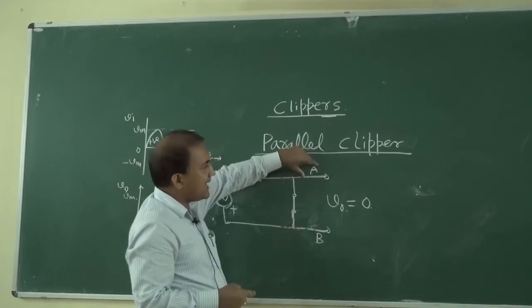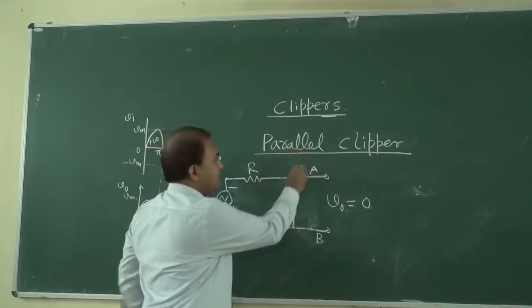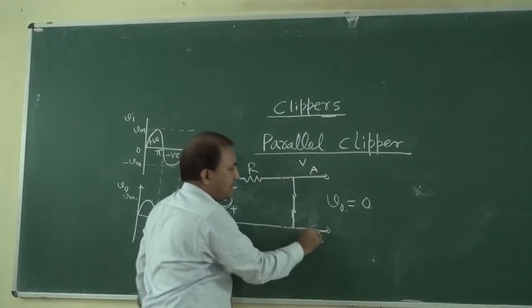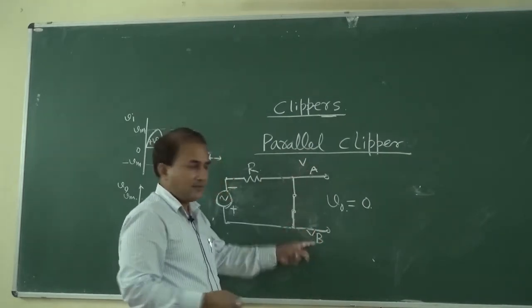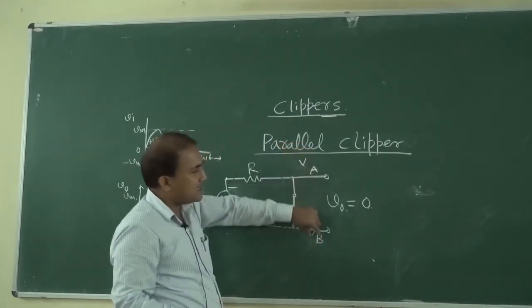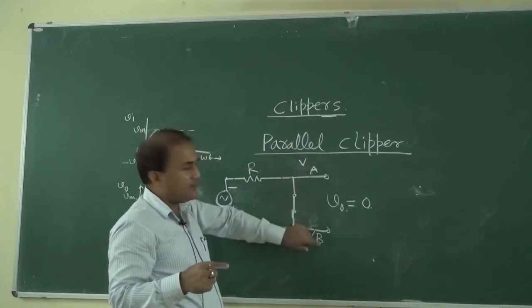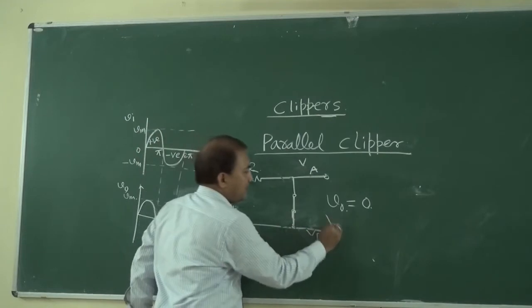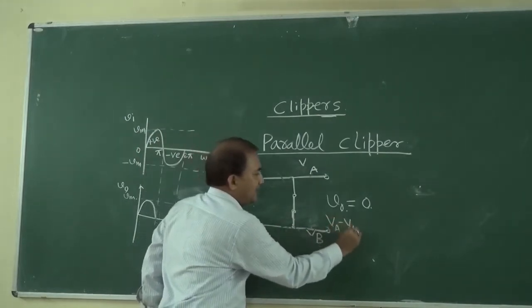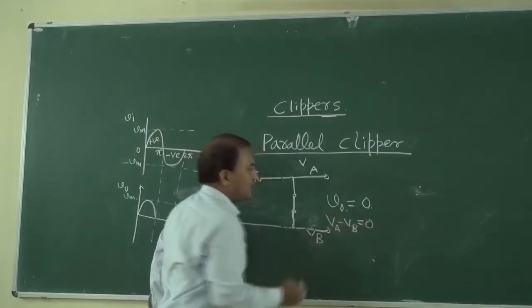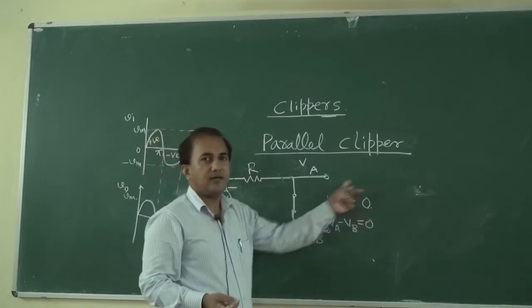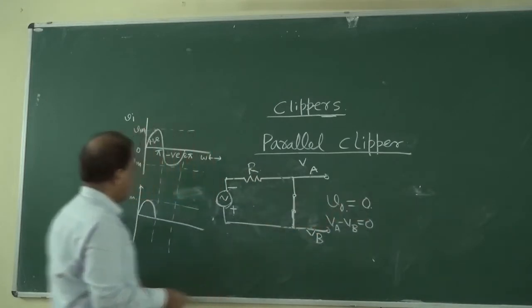Shorted means the potential at A, that is V at A, and V at B are both the same. So if these two voltages VA and VB are the same, then VA minus VB is equal to 0. That is why V output is equal to 0.